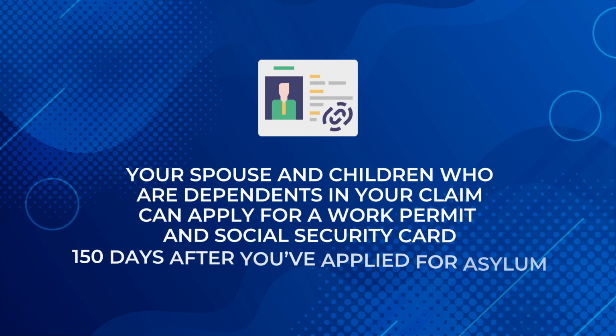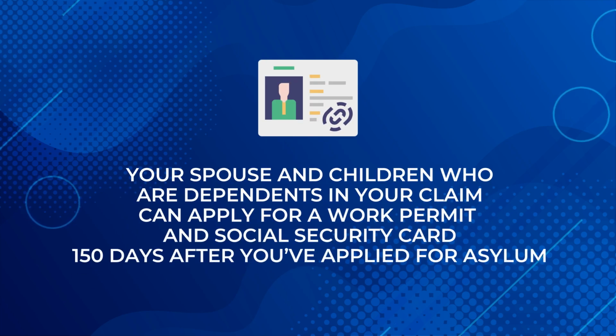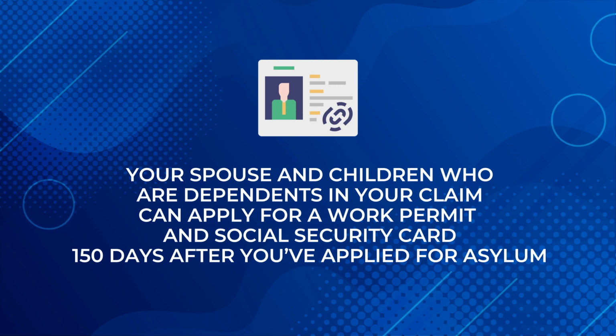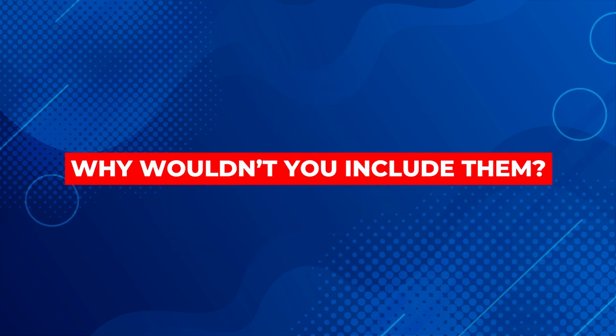Note that including your spouse as a dependent in your claim entitles them to get a work permit and social security card based on your pending asylum claim, just like you can get. You, your spouse, and any children who are dependents in your claim can apply for the work permit and social security card 150 days after you've applied for asylum. So if your spouse and children can get asylum through you if you win, and they can also get a work permit while the case is pending, why would you perhaps not want to include them as dependents in your case?